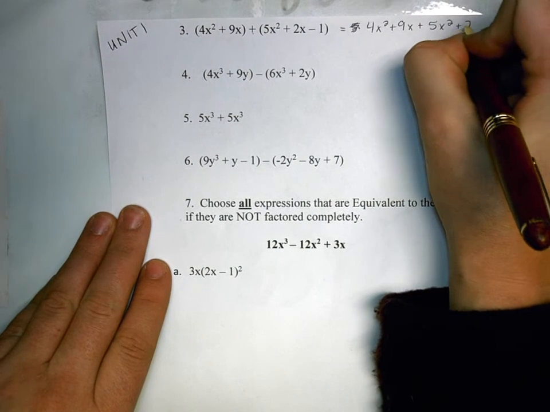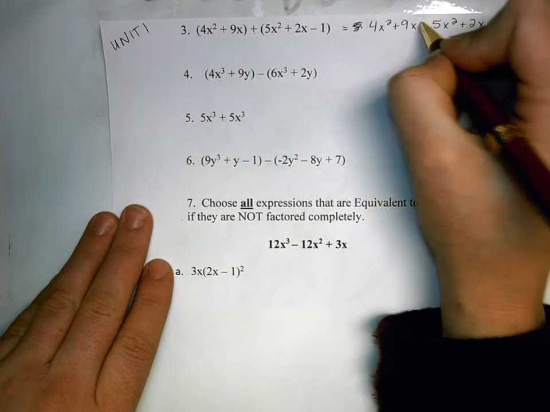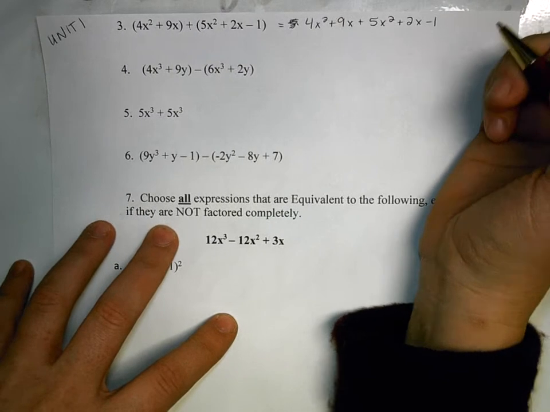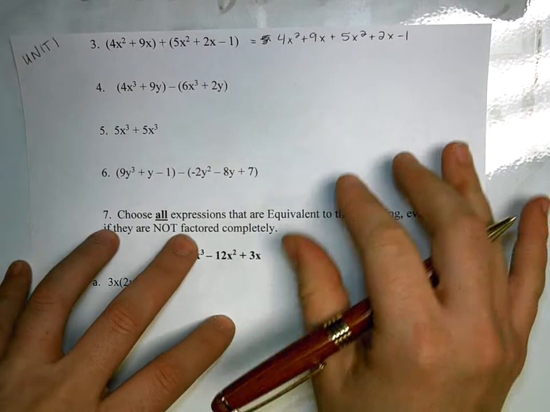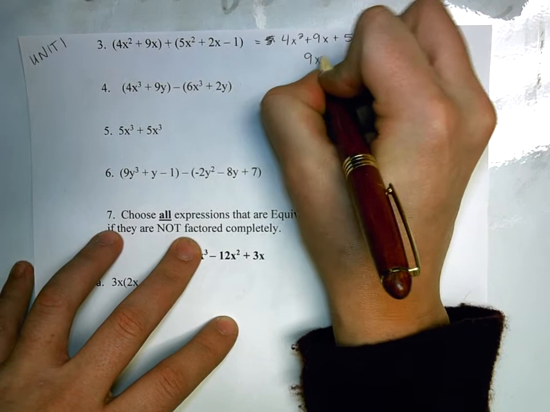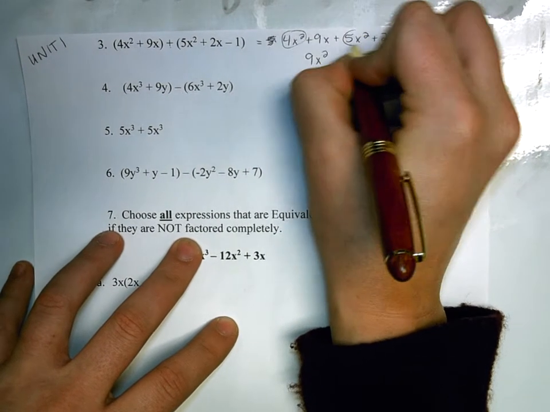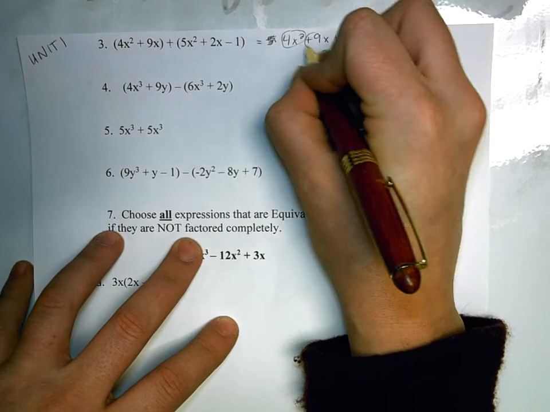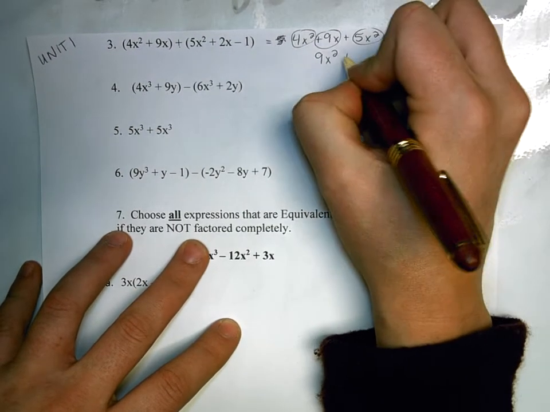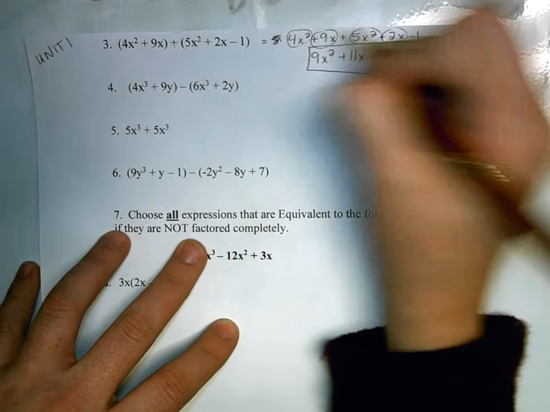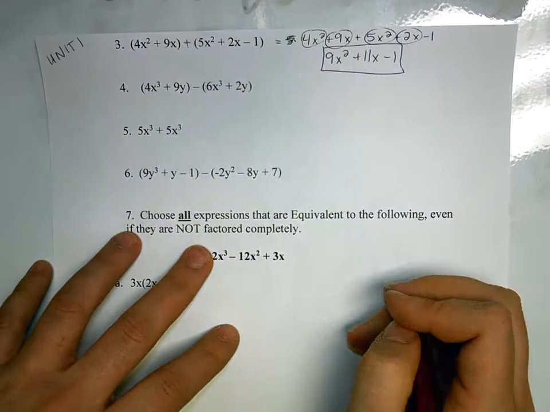Since it's an addition problem, my parentheses I don't need, and I can actually just combine like terms. So I would get 9x squared from 4 plus 5, 9x squared. 9x plus 2x is 11x, and minus 1. And that would be my simplified answer.